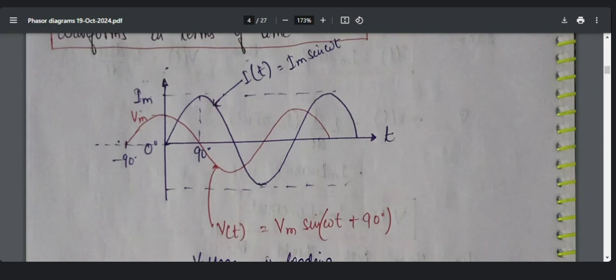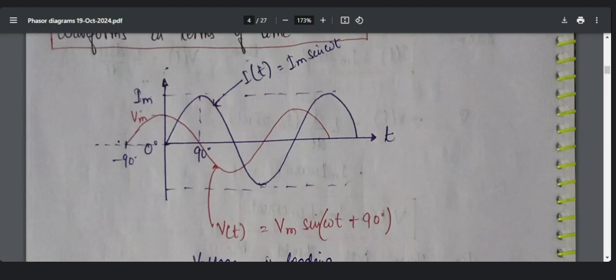If I am saying voltage is leading, it means somewhat before it would have started. Am I correct? Yes, yes. Okay. Because for the inductive circuit, what I am saying, voltage is leading.